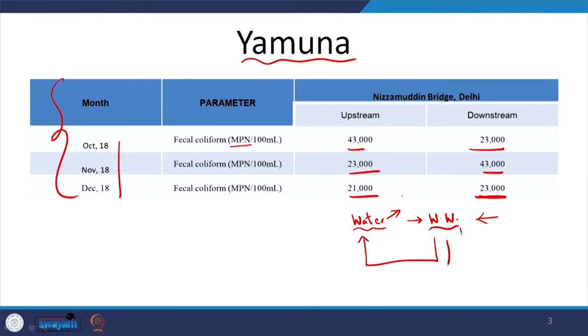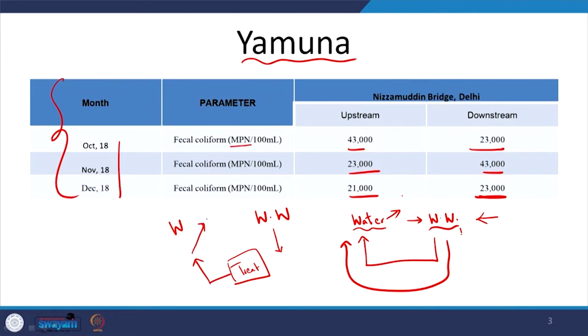Earlier they just used to dump it downstream of the city, but with industrialization we now have to treat the wastewater first, and then send it to dilution in a surface water body, then to a water treatment plant, and then to our usage.